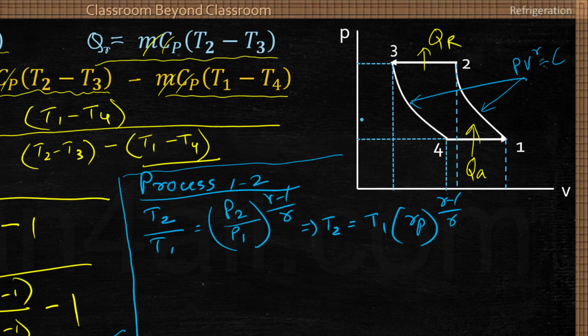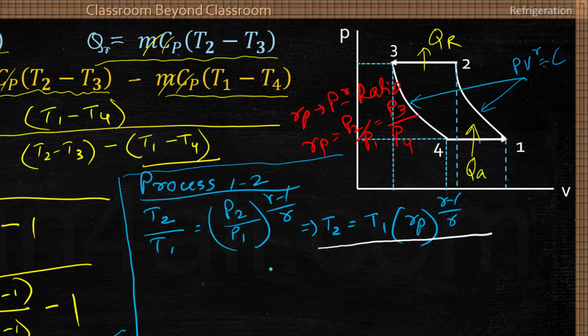So RP is the pressure ratio, and for process 1-2 it is RP equal to P2 by P1, and for process 3-4 also it is equal to P3 by P4. That means both are the same. P2 by P1 is equal to P3 by P4. So we have found out T2 equal to this much.